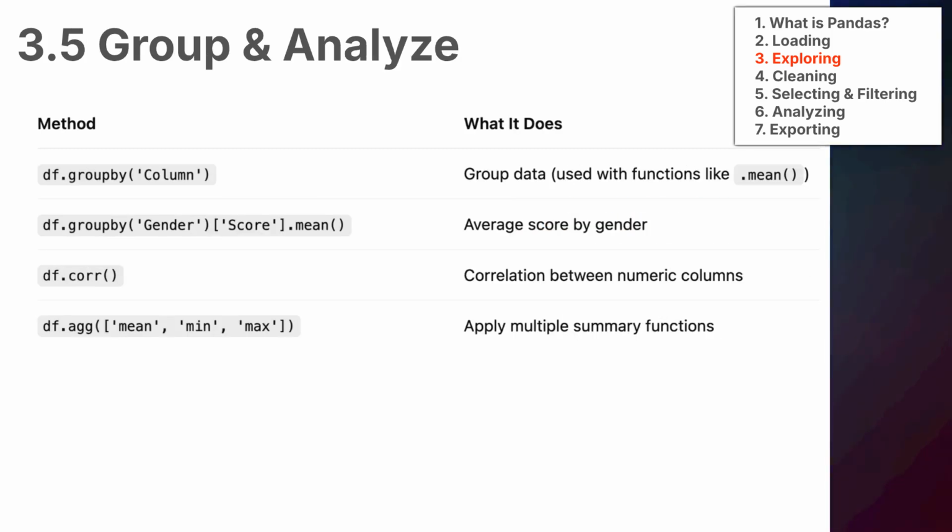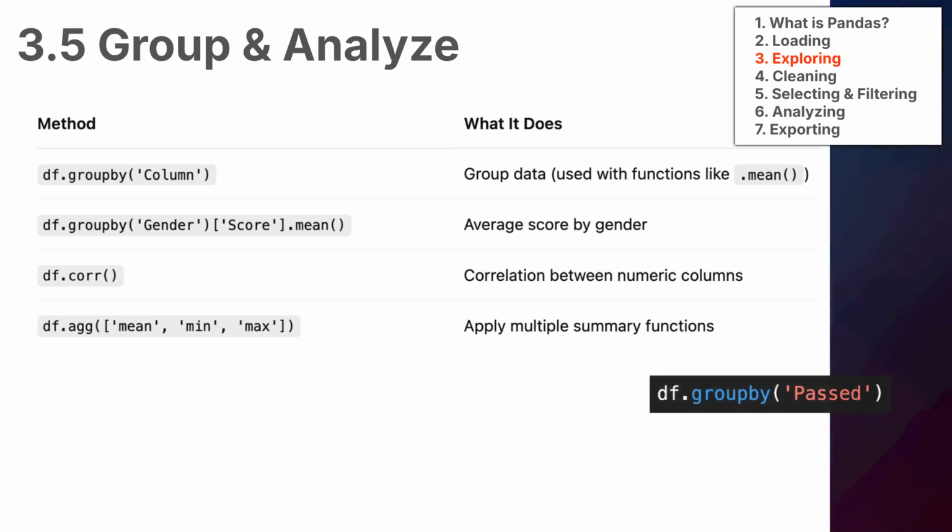Five, group and analyze. These methods let you group data, find patterns, and make comparisons like, what's the average score for each gender? How do different columns relate to each other? Can I see multiple stats at once? Okay, let's break it down step by step.